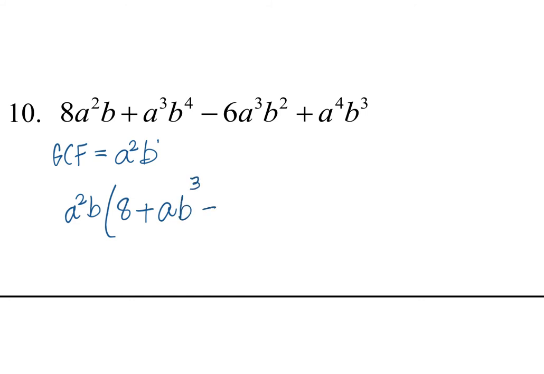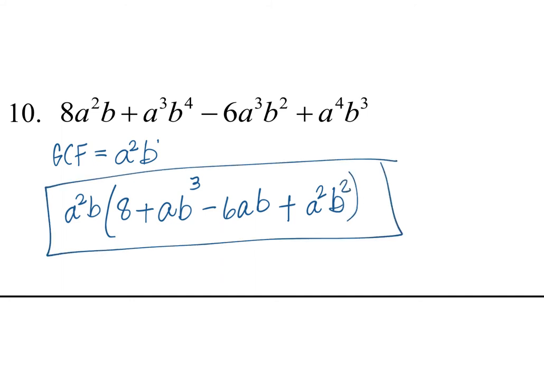Moving right along, the negative 6 comes down. A cubed divided by a squared is a to the first. B squared divided by b is b. And then on the end, a to the fourth divided by a squared is a squared, because 4 minus 2 equals 2. And then b cubed divided by b: you've got 3 b's and you've got 1 b. You take 1 b away from the 3 and you're left with b squared. And you're done with that.